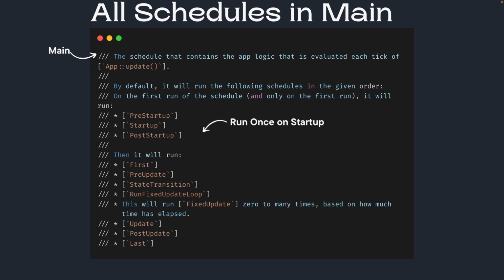Then, on every frame during the main game loop, it will run first, pre-update, state transition, run fixed update loop, update, post-update, and last. These are essentially the built-in schedules that Bevy provides. Additionally, you can add your own schedules, but that's usually something that we'll reserve for more advanced use cases, and you don't need to worry about that for now, and we're not going to cover that in this video.